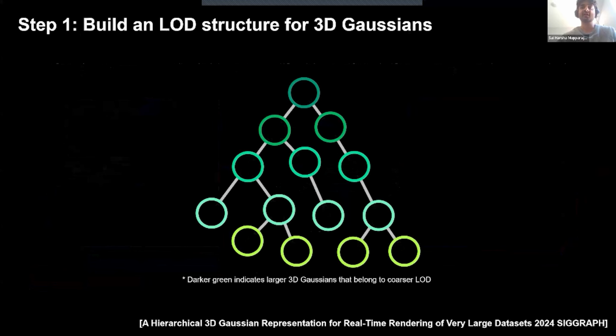How do we achieve these? As the first step, we build a level of detail structure for 3D Gaussians. In our case, this is a tree data structure where the dark green regions higher up in the tree correspond to the larger 3D Gaussians that belong to a coarser level of detail, while the finest level of detail Gaussians are stored in the leaves of the tree, marked as light green in the image. We adopt an existing method to build this LOD structure from a paper from SIGGRAPH 2024. It's called Hierarchical 3D Gaussians.